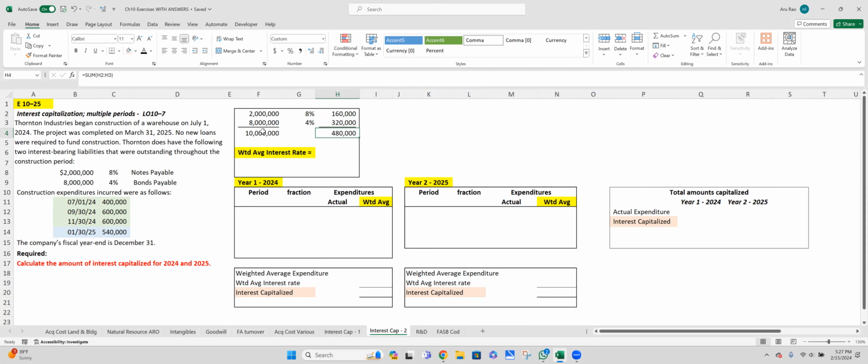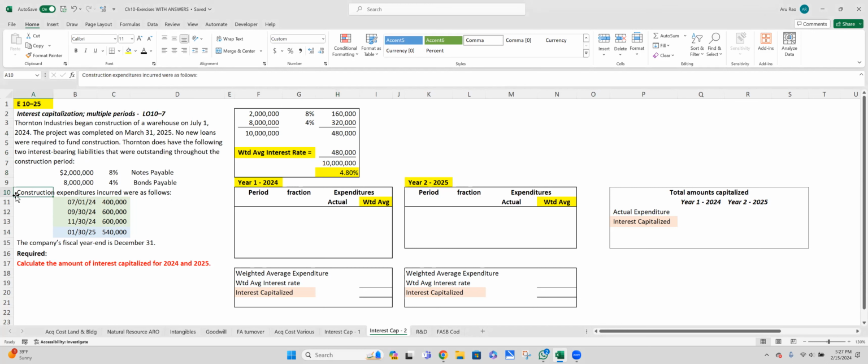Now, a couple things. First, the project has not even started until July 1st. This interest is for the full year. So I cannot capitalize all of this, and I didn't use all $10 million. But I do need to calculate the weighted average interest rate, which is going to be the actual interest divided by the loan outstanding, 480,000 divided by 10 million. And the number we come up with is 4.8 million. So now this is a number I'll be using. So I have highlighted this number and kept it over here.